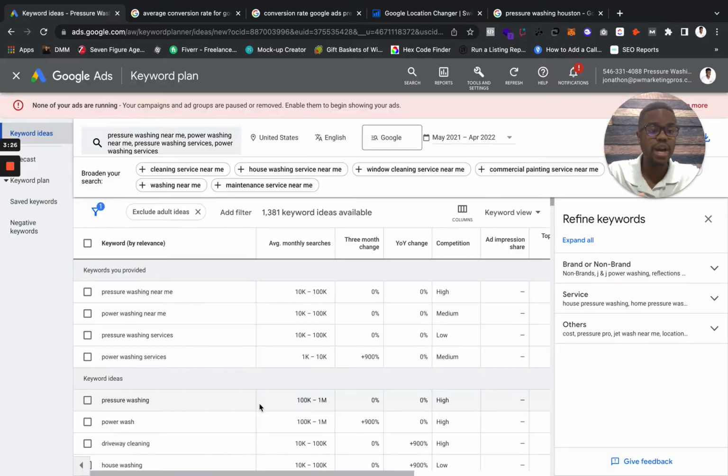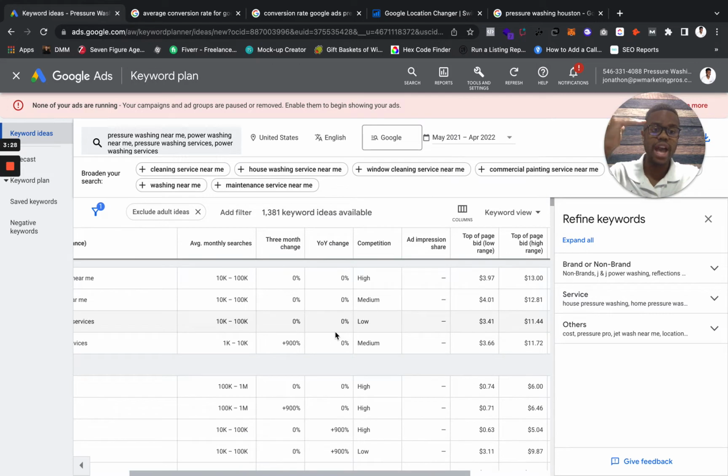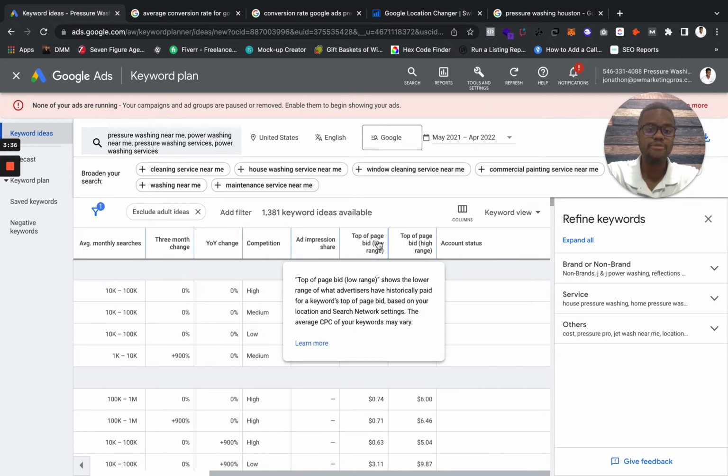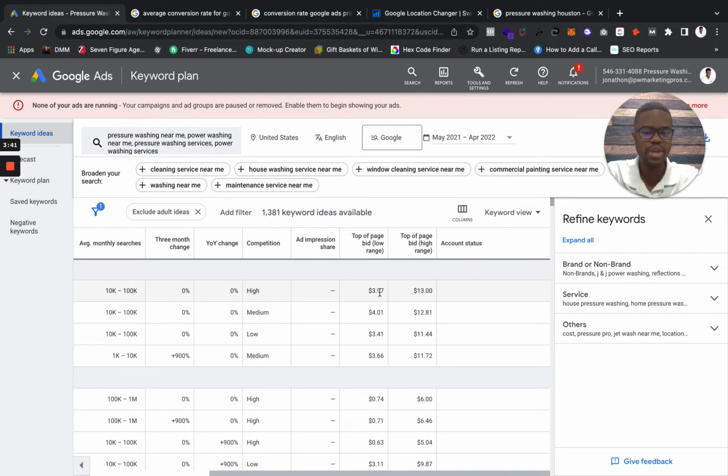Now, when I tell you guys that the average cost per click throughout America is rising when it comes to pressure washing businesses, as you can see right now, the top of page bid range and the low range is anywhere around $4, as you can see right now.